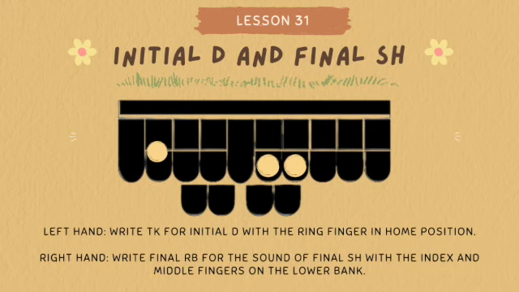For final SH, it is represented by final RB. So using your right hand, you write final RB for the sound of final SH with the index and middle fingers on the lower bank. Final R is your right index finger and final B is your right middle finger. So you press them simultaneously. Final RB, that is final SH.